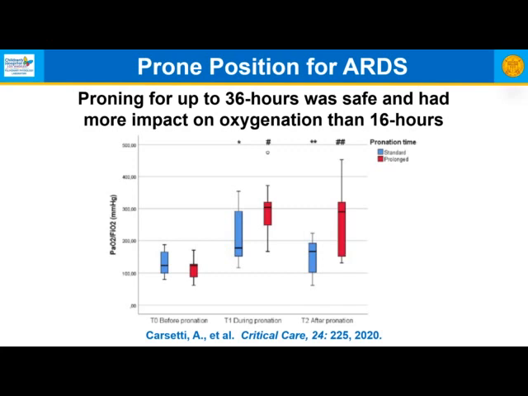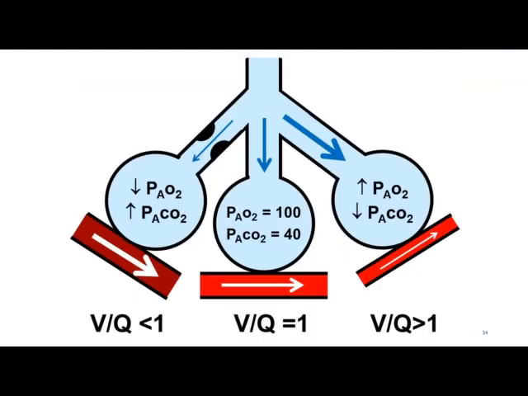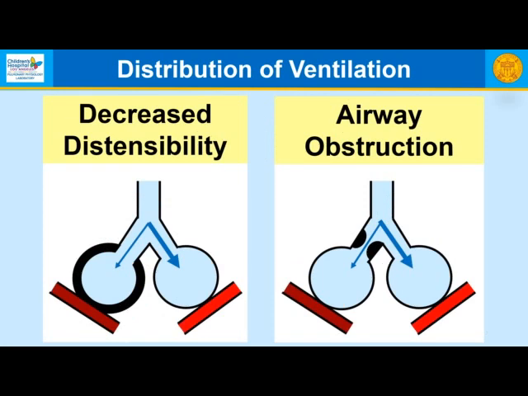There were studies showing that proning up to 36 hours was safe and had more impact on oxygenation than 16 hours. And I think you can see here that the PO2 over FiO2 ratio, and again, high is better, improved a bit more in those patients during and after pronation. To this point in time, again, we've talked about the fact that VQ affects ventilation. Increased VQ, increased oxygen, decreased CO2. This ventilation is affected primarily by decreased compliance and or airway obstruction that causes regional differences in ventilation.